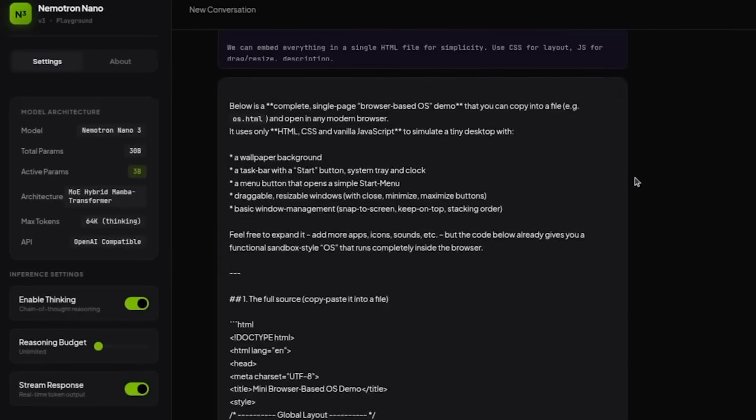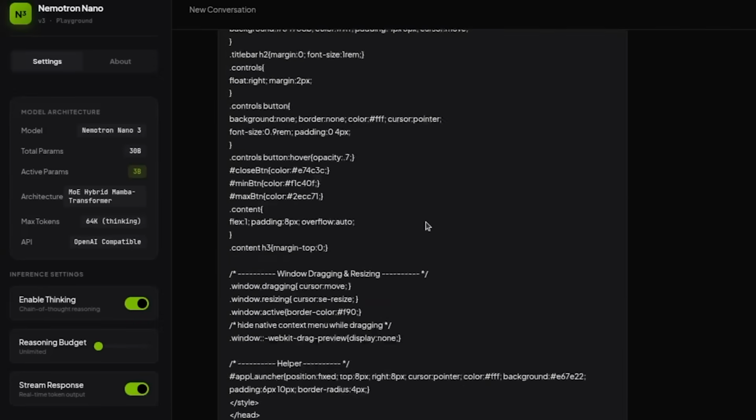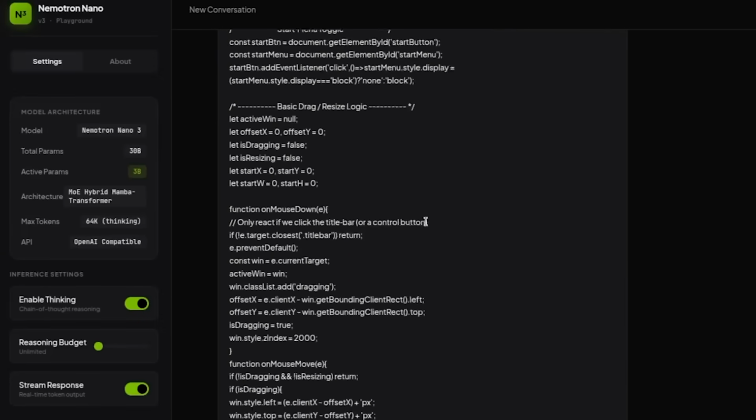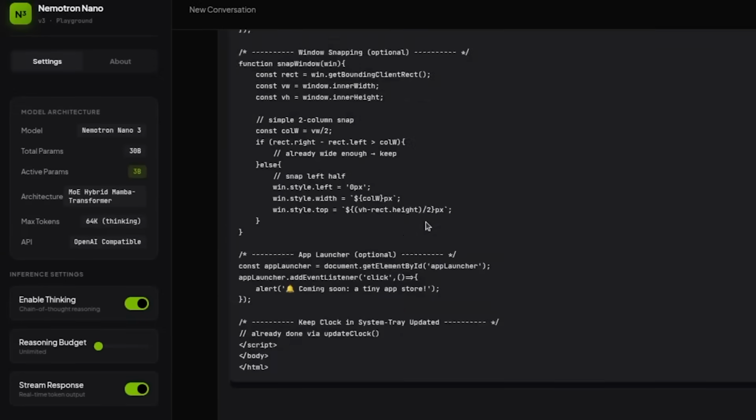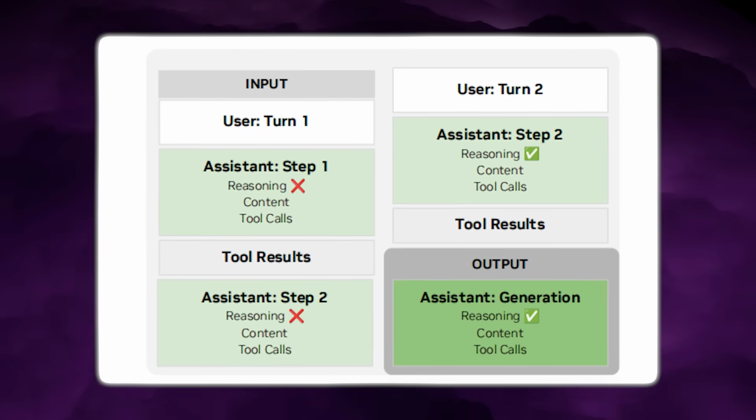Nemotron's speed advantage is further amplified by how it generates text. Instead of predicting one token per forward pass, the model uses multi-token prediction.